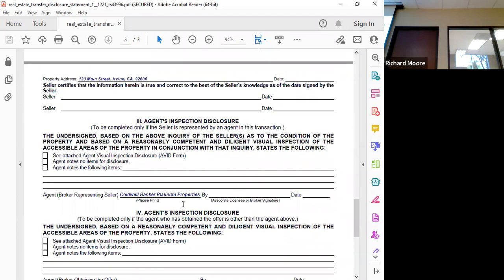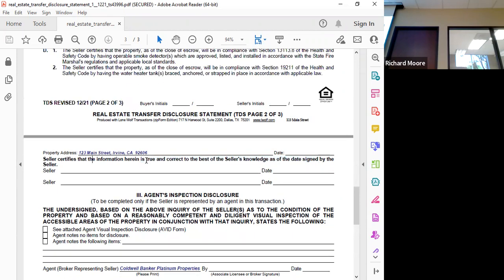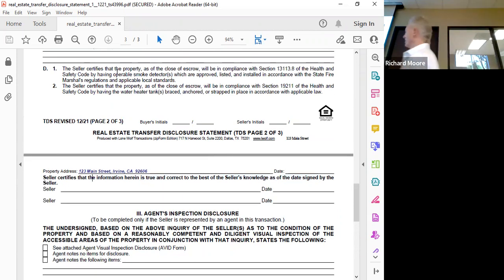So, section 3, the sellers, actually, I'm sorry, a little farther down, is attesting to all the information, including confirmation of being in compliance with the smoke detector and water heater bracing, and talking about the carbon monoxide detectors also, and water conservation and plumbing fixtures. Doesn't mean the property is in compliance. Yes, exactly. So that's what the first signature block actually is for.